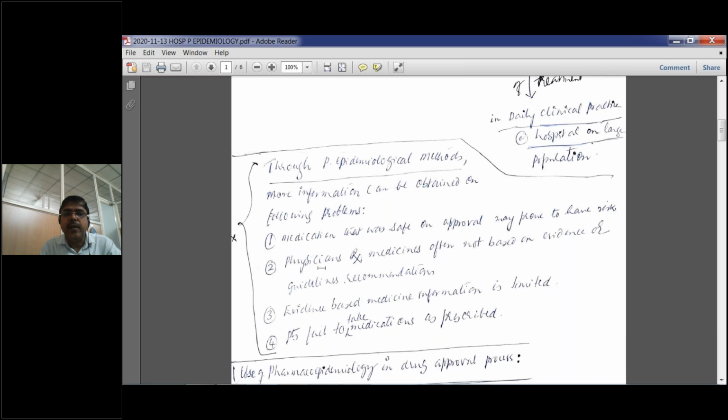Next thing is that physicians prescribe medicines often not based on the evidence or guidelines or recommendations. See, okay, before we understand this concept, let us understand one more thing.